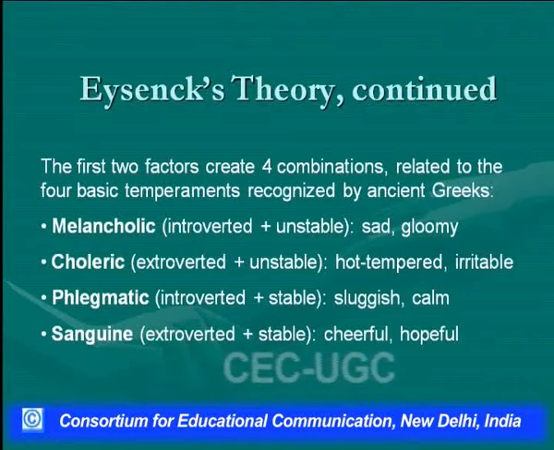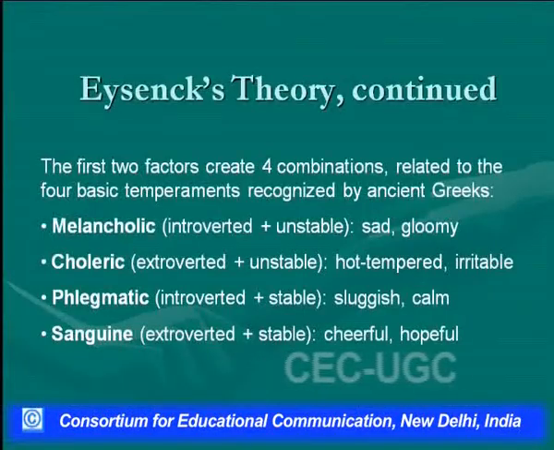So we'll be talking about these combinations of the factors, which will define the personality of an individual. We have already discussed the first, that is the melancholic, an introvert plus unstable. When a person is unstable and also an introvert, the eventuality would be that the individual would be gloomy and sad. So the personality is strongly influenced by sadness and gloominess.